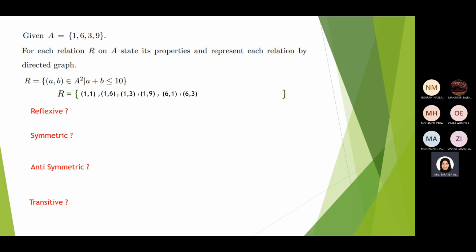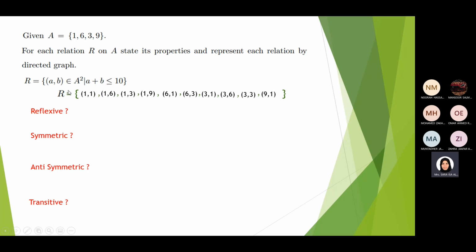I finish with 6. Now I will go to element 3. 3 1, yes, the total is 4, less than 10, so I will add it. 3 6, yes, 9, I will add it. 3 3, less than 10, so I will add it. 3 9, total is 12, greater than 10, so I will not add it. Now I will go with the element 9. 9 1 is 10. It will be added. 9 6, 15, no. 9 3, 12, no, greater than 10. 9 9 is greater than 10. So again, these pairs will not be added to my relation.